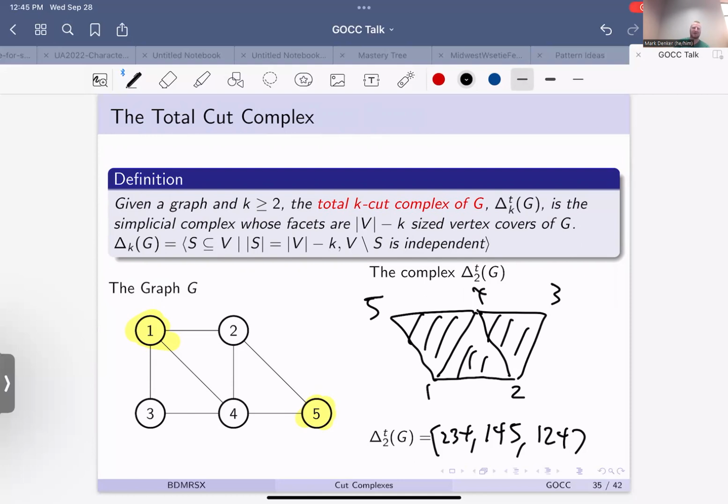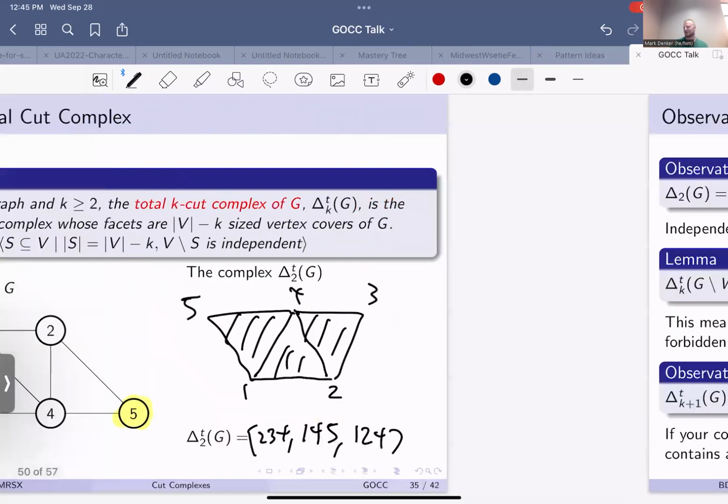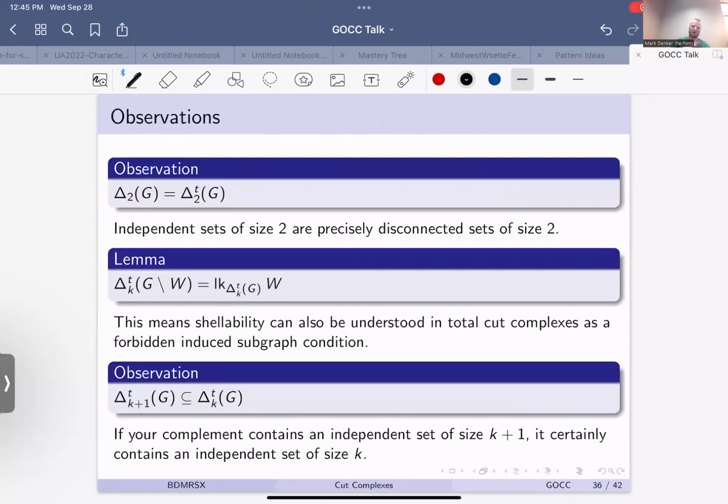But if you think about it, a disconnected set of size 2 and an independent set of size 2 are exactly the same thing in a graph. And so these two complexes are always going to be the same. And that is why they're both generalizations of the complexes made by Egon and Reiner, because those were the two cut complexes. They are also the two total cut complexes. The link lemma also is going to be true for your total cut complexes. And so shellability of total cut complexes can also be understood as a forbidden subgraph criteria.